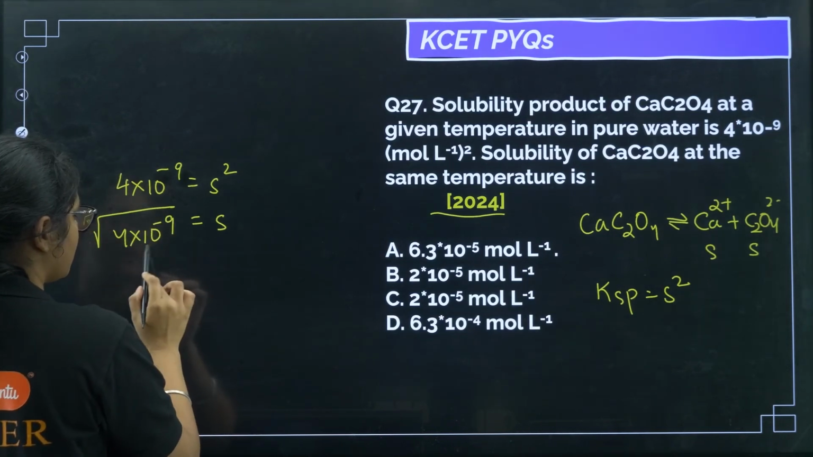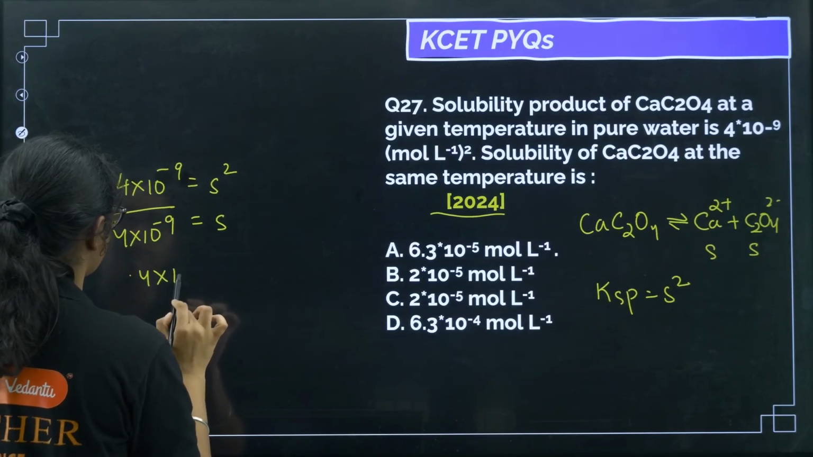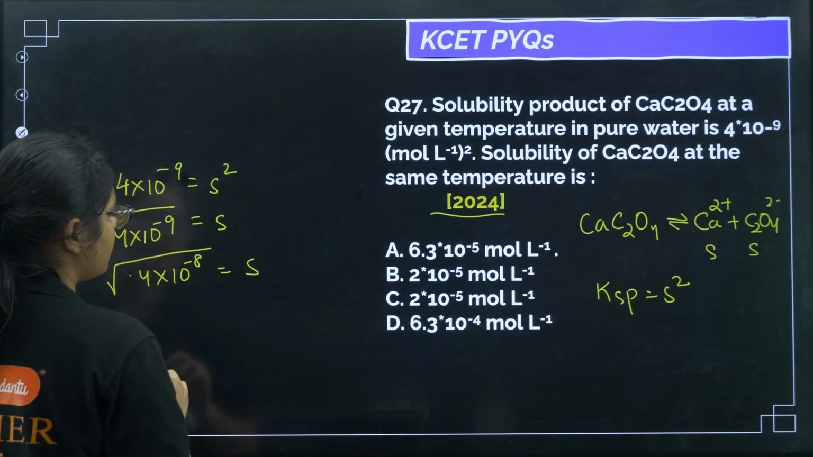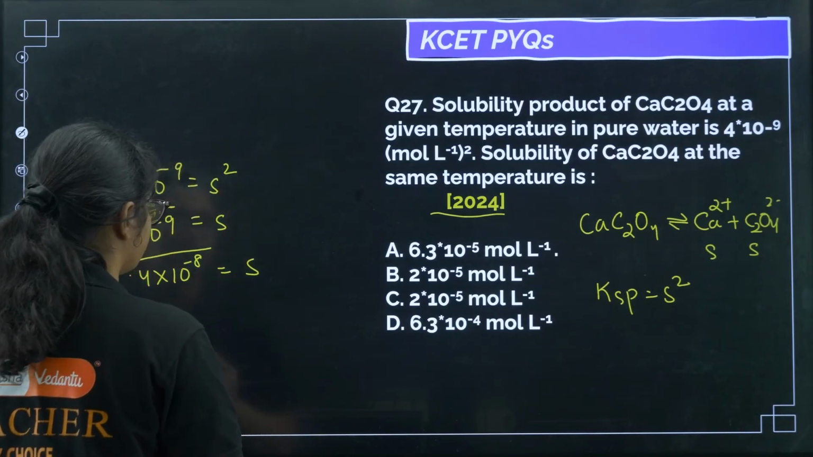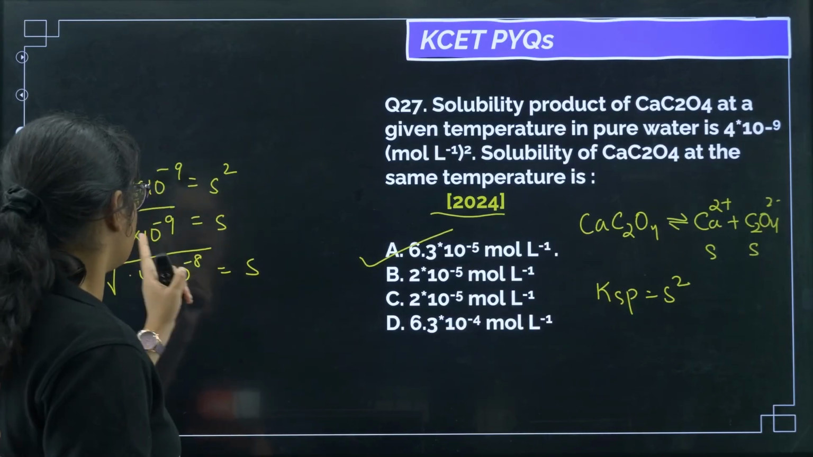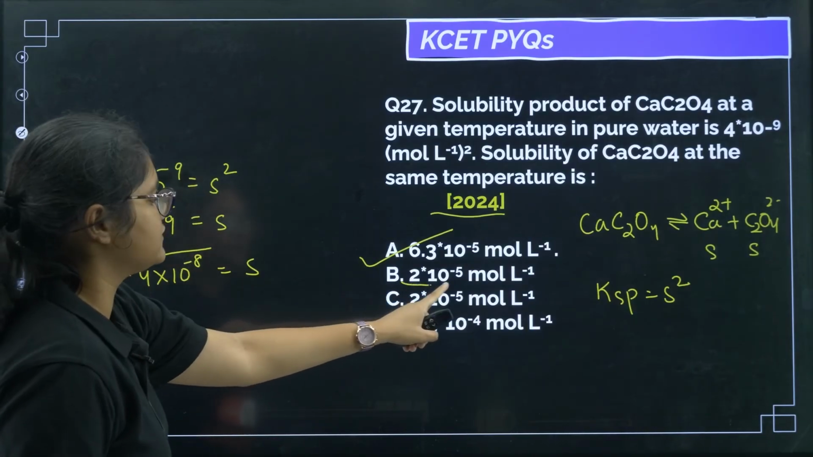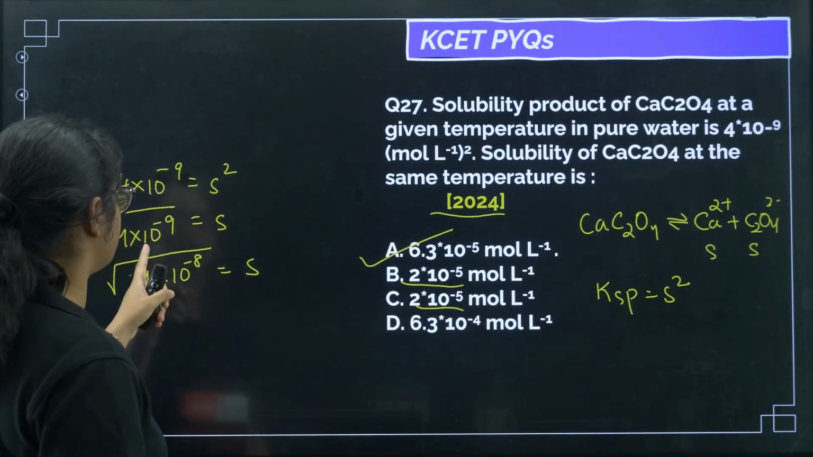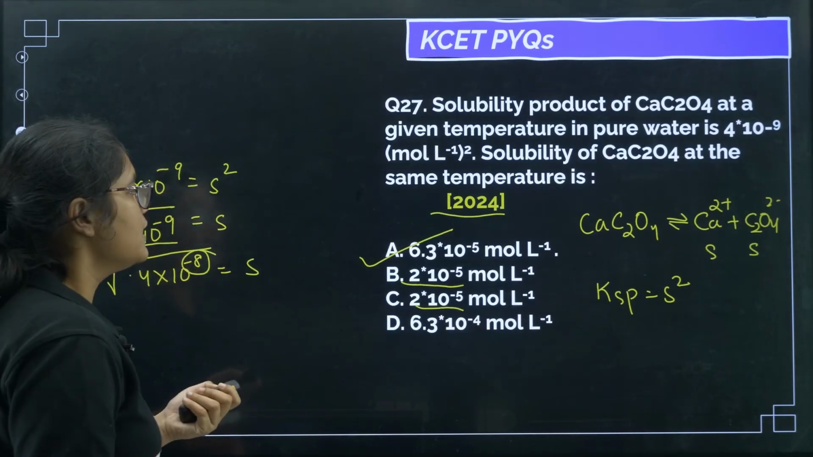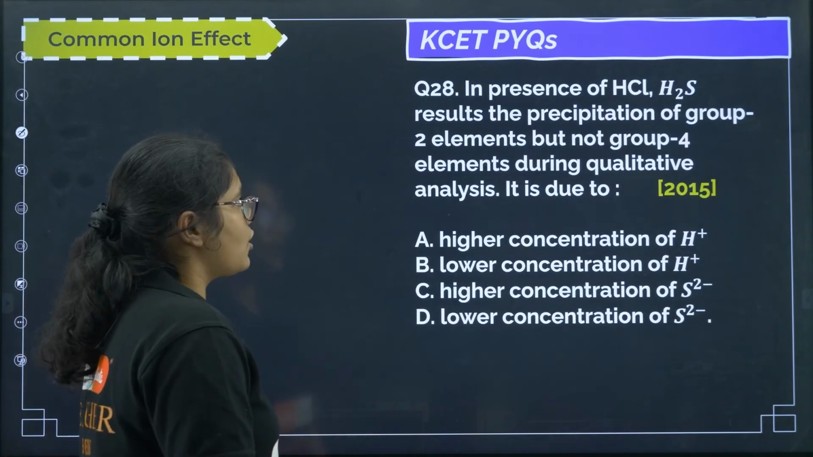Here you should be very careful. It can be written as 0.4 into 10 to the power of minus 8 is equal to S square. Now if I take square root of this one, we will get 6.3 into 10 to the power of minus 5. Here many of you might have written these options, so you should be careful. Here you have to make it an even power to take the square root.